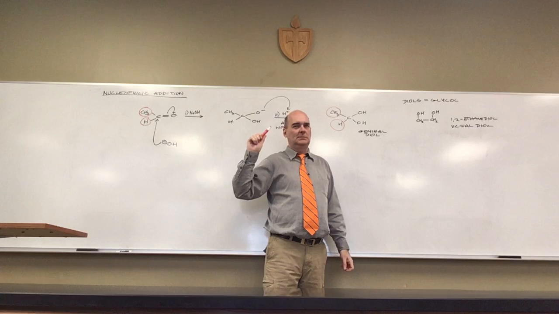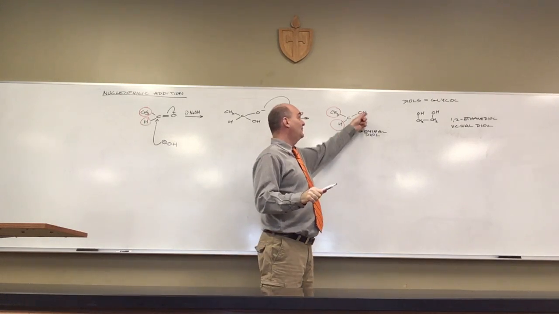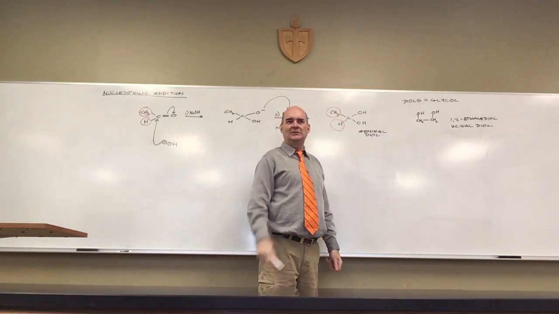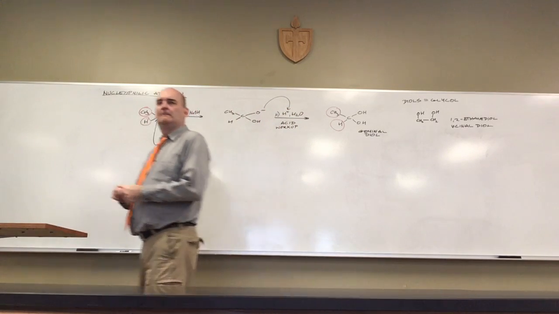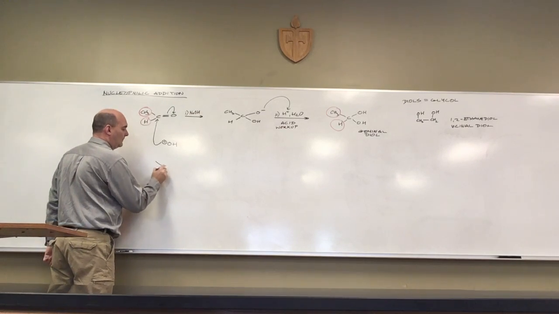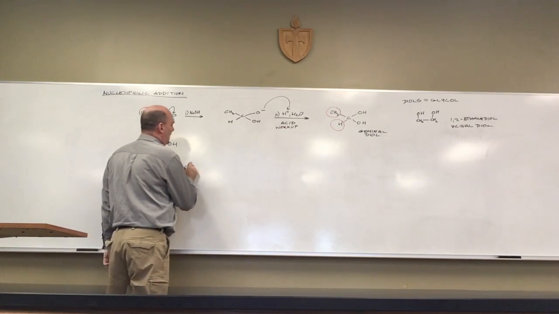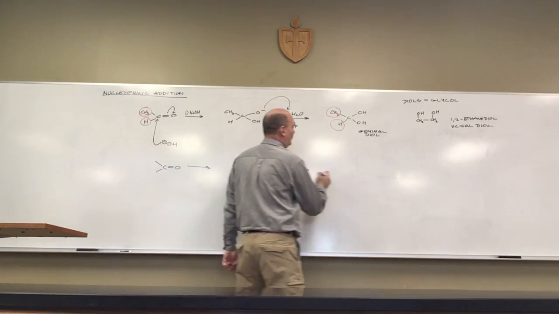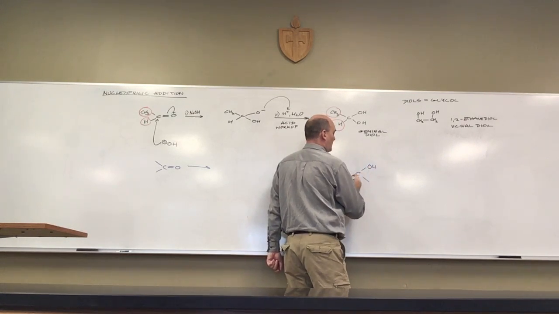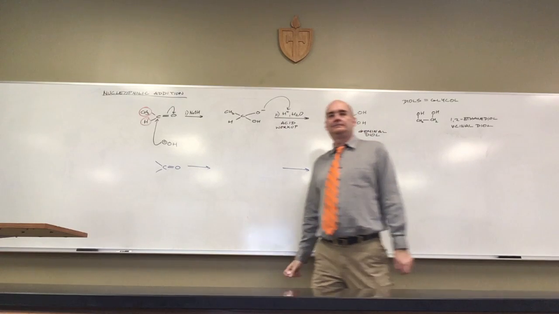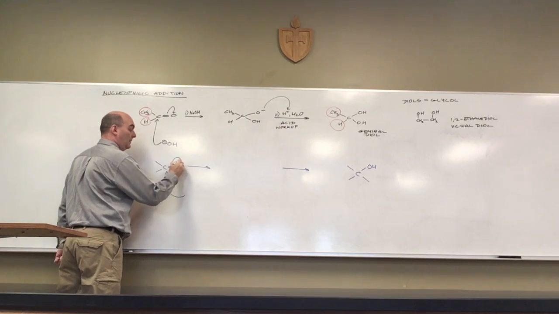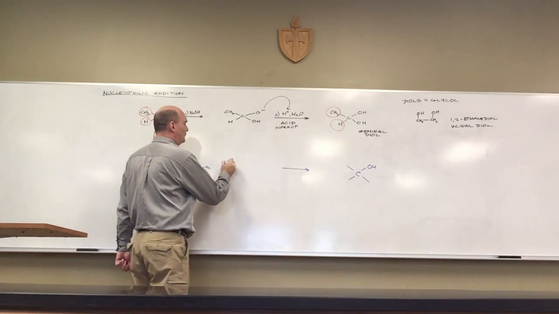Is my product chiral? It's not chiral because I have two groups that are the same as each other. Can I invent a reaction that makes a chiral product? Let's try a little harder. Here's what I want. I want the product of this next reaction to be chiral. The mechanism's not going to change.